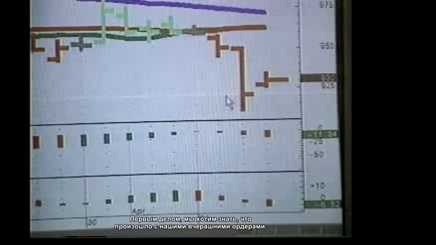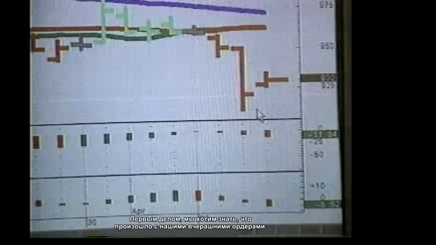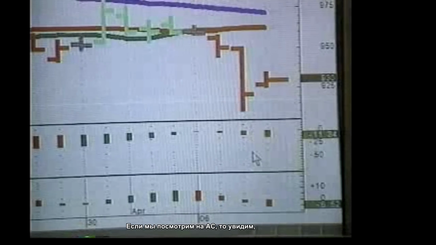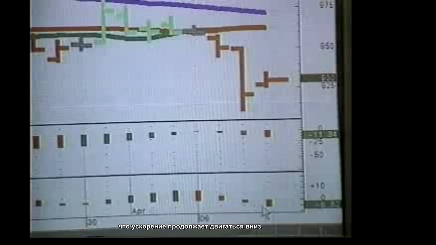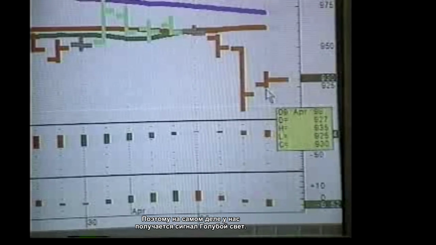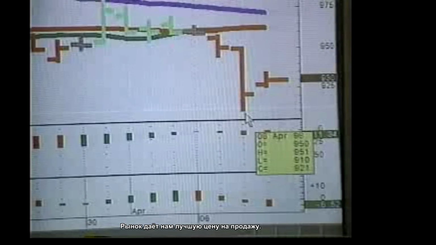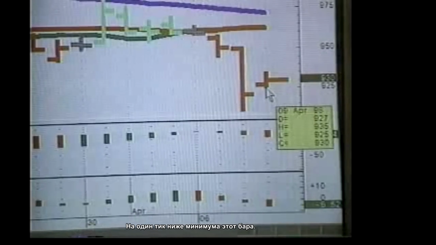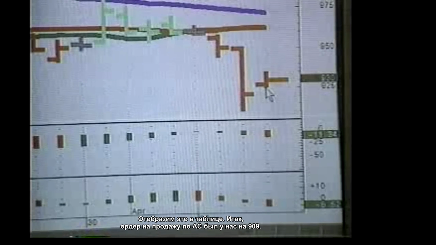Okay, so the first thing we're going to take a look at is what happened with our orders from yesterday. We had a 909 AC sell that obviously didn't get hit. Let's see what happened. If you look at the AC, the acceleration is continuing down, but the low, we have a higher low. So what we really have is a blue light special. The market has given us a better sell price. So we're going to change our sell price of 909 and we're going to move it to 924, one tick below the low of that bar. Okay, so let's take a look at that on the chart. Okay, so the AC sell, we said we had it at 909, but now it's a blue light special, so we're moving it to 924.